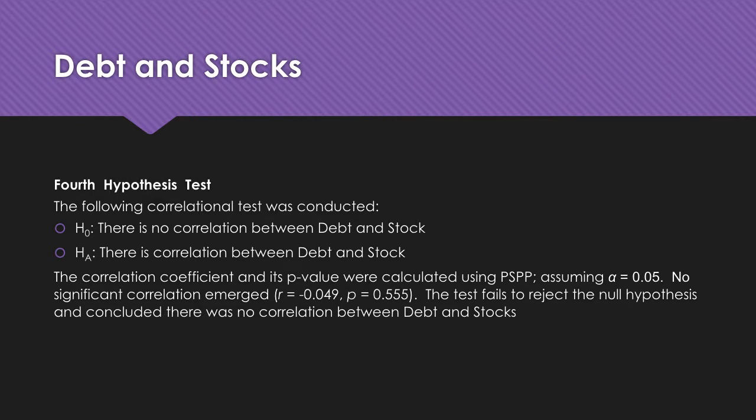Test number 4 was debt and stocks. The null hypothesis, there is no correlation between debt and stock. The alternative hypothesis, there is correlation between debt and stock. So here we found out there was no significant correlation which emerged. R was found to be negative 0.049 and P equal to 0.555, which was higher than the alpha, which is assumed to be 0.05. So here the test fails to reject the null hypothesis and concluded there was no relation between debt and stocks.